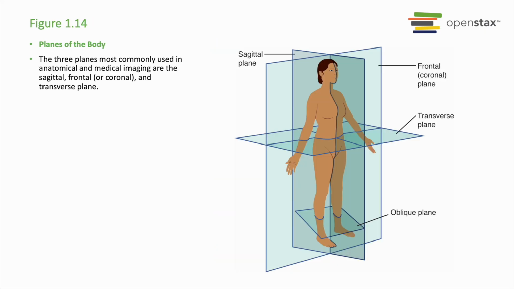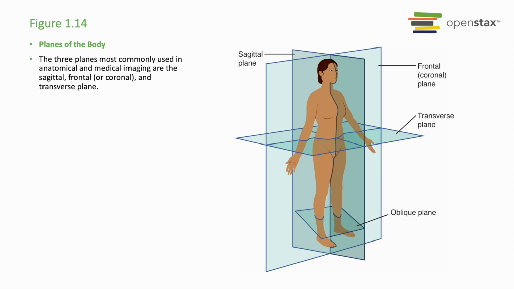Figure 114. Planes of the body. The three planes most commonly used in anatomical and medical imaging are the sagittal, frontal or coronal, and transverse planes. This illustration shows a female viewed from her right, front side. The anatomical planes are depicted as blue rectangles passing through the woman's body.